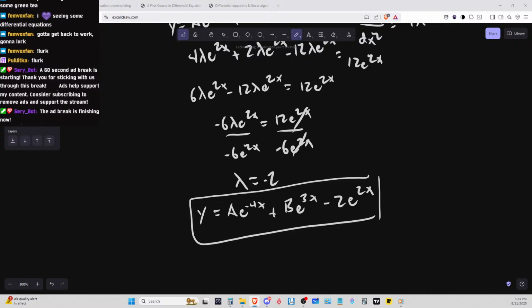Okay, I think we got it right, because when I look at the solution, they left the lambda there, and I'm like, that's not supposed to be there. But yeah, I think we did it correctly.